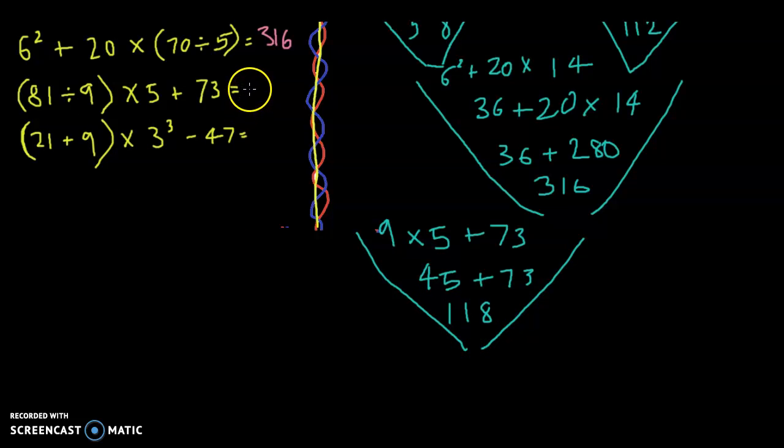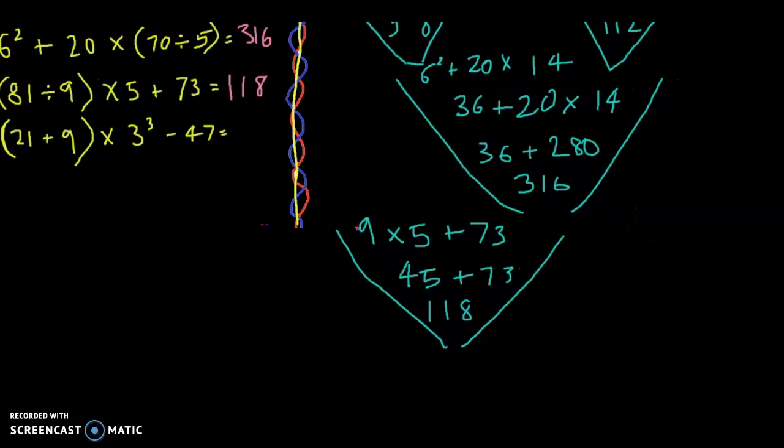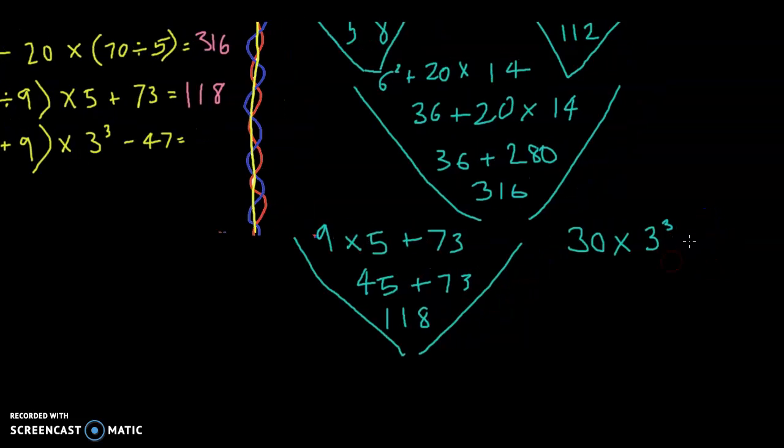Let's write that down. Okay, and let's put it back to our blue color. And the last question, okay? 21 plus 9 is? 30. So we'll write 30 right here. Times 3 times 3, minus 47. So now we'll do our exponent. 3 squared is 9 times 3, so that's 27, right? So 30 times 27 minus 47.